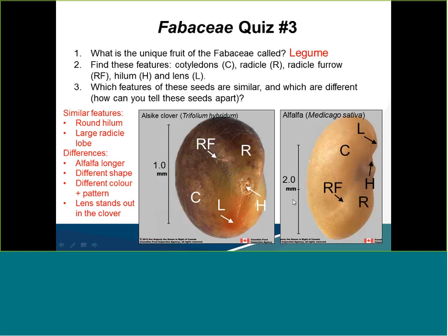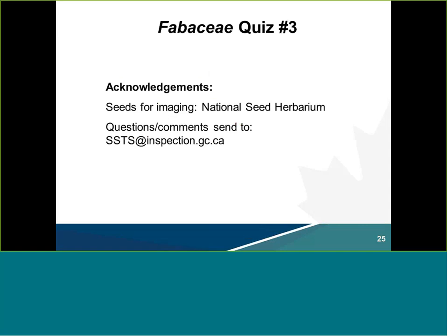I mean, these things would pop up right away to you folks. The pattern is also different. You've got a solid color on the alfalfa, and then the white clover is mottled. And on the clover, the lens stands out. It's a color nowhere else on the seed, that reddish color. And it's very common to have a darker lens, and that really helps out with confirming identification. When I do identify Fabaceae seeds, I definitely use the lens quite a bit, just as that final confirmation of what I suspect the identity of the seed is.